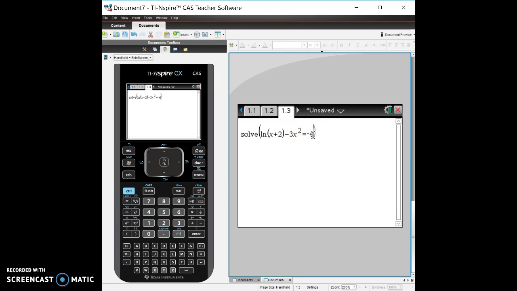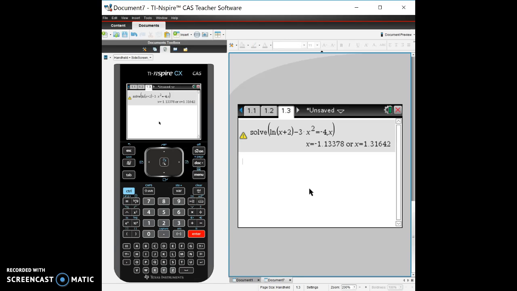Then I need to tell it what variable to solve for, so I'm going to say comma x. I'm saying, hey, Nspire CAS, solve this for x, and hit enter. Boom, solved it for x. That's pretty cool that the CAS can do it. A non-CAS version, which is what most of you have, is not going to be able to do that. But if you have a CAS version, it's nice, simple, quick and easy to use the solve function.